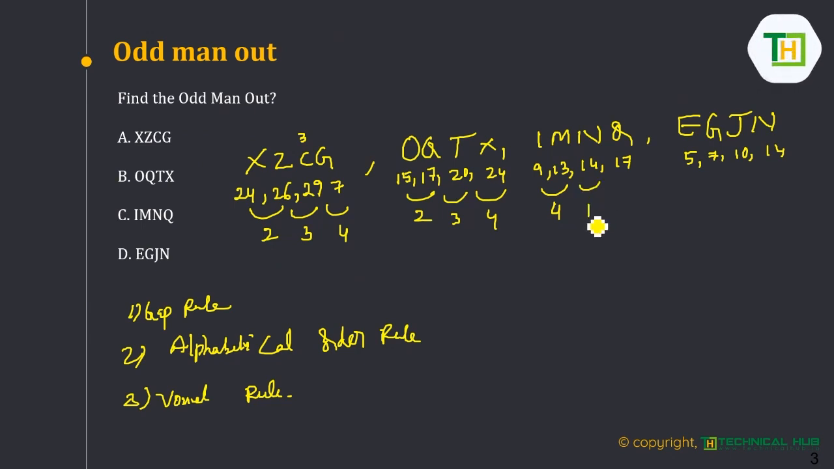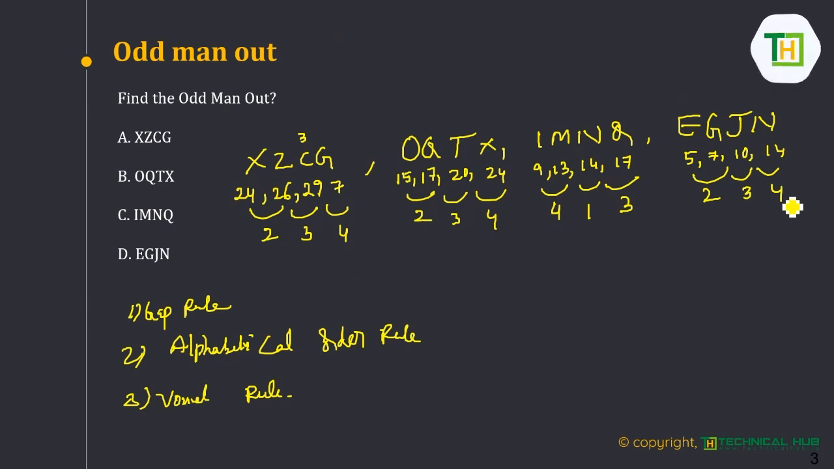13 and 14, difference is 1. 14 and 17, difference is 3. Coming to last option, 5 and 7, difference is 2. 7 and 10, difference is 3. 10 and 14, difference is 4. If you observe the difference clearly, option A, B and D are following the same pattern. D is different from the remaining using the gap rule.